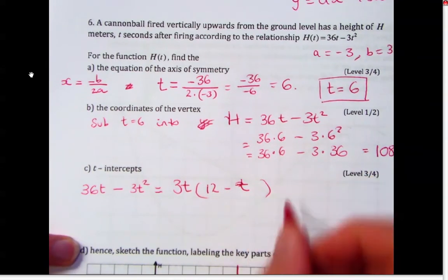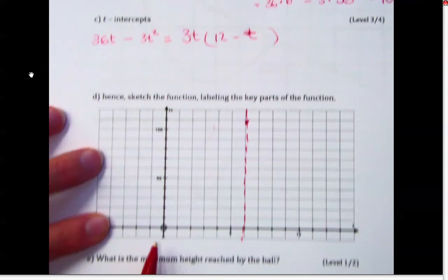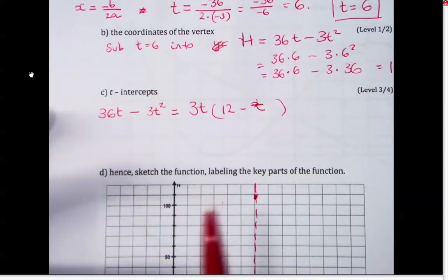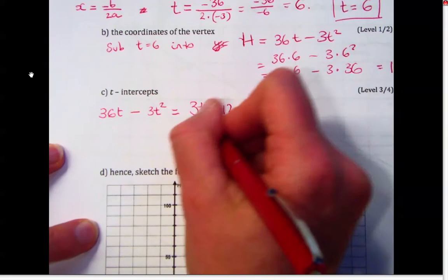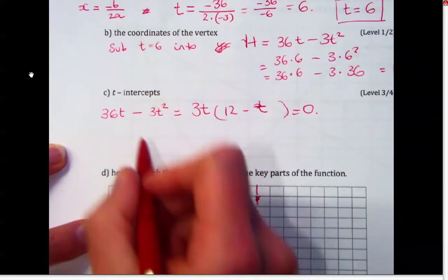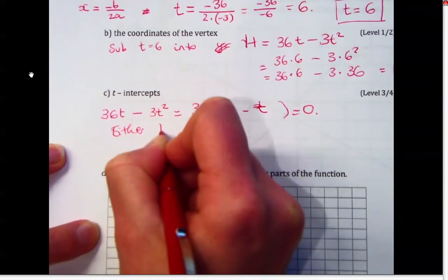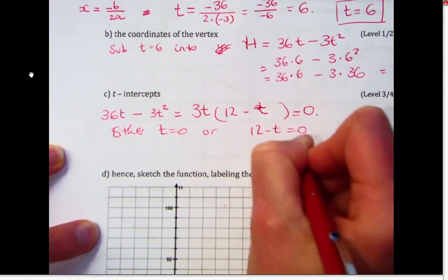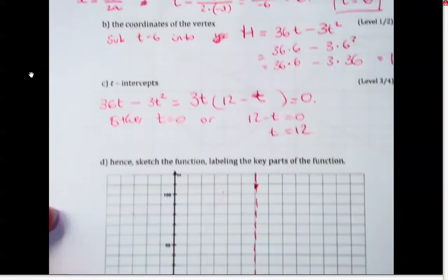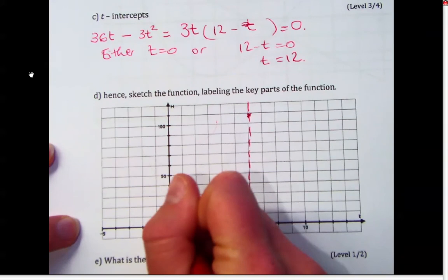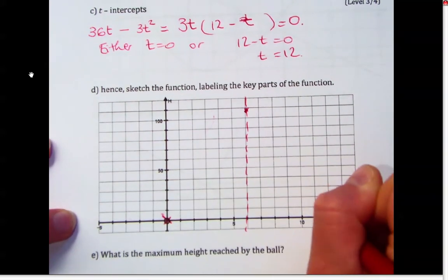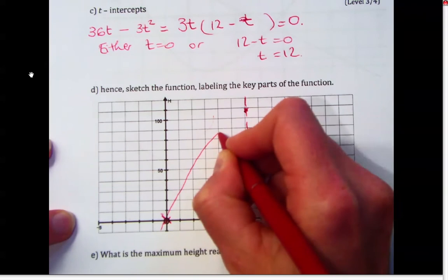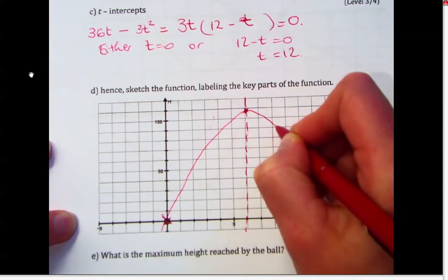And we want to know the t-intercepts, which are going to be somewhere on this axis. So we know that the t-intercept, or the x-intercept, if you like, is when y is 0. So when this equals 0. And that happens either when t is 0 or when 12 minus t is 0. I'm going to mark it on the graph. t is 0, t is 12. Okay, and now we can actually draw it. So it goes up and then down.